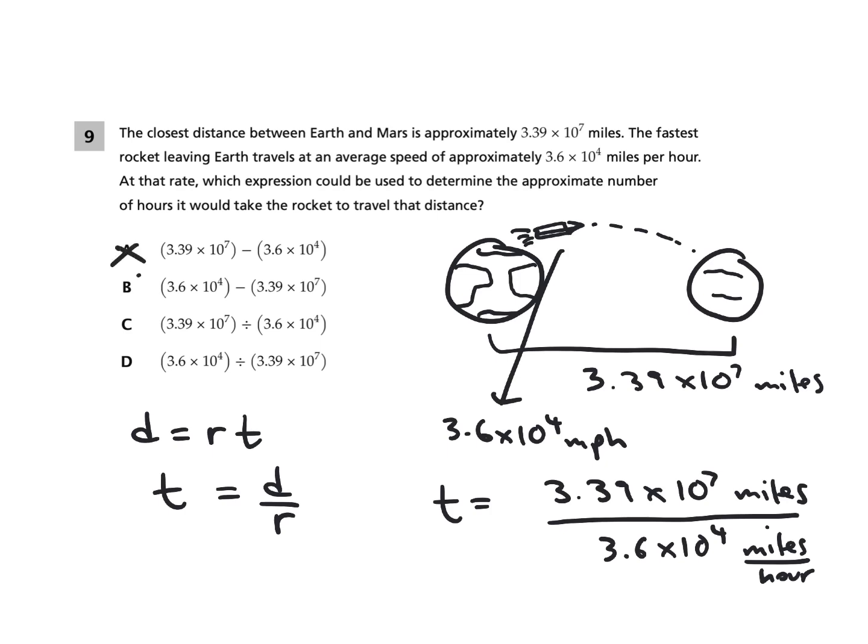Well, A and B are out. Why? Because of that minus sign. This is not subtraction. This is division. So C is the answer, but D is not the answer because they flipped around numerator and denominator. That's gone. Bye-bye. So the answer that makes the most sense, that helps us find the time because we know the rate, is C.